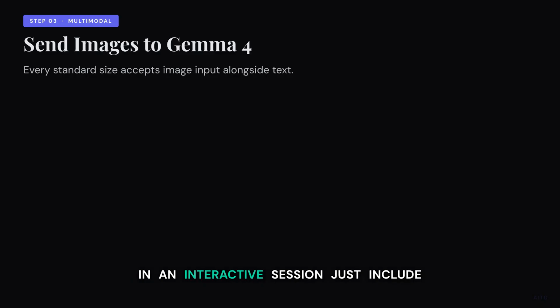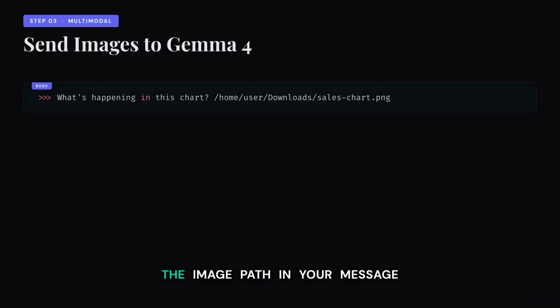In an interactive session, just include the image path in your message. For example, ask what's happening in this chart and paste the file path. Ollama loads the image and sends it to the model along with your question. This works great for screenshots, photos, and charts. Google specifically calls out OCR and chart reading as strengths of this model family.